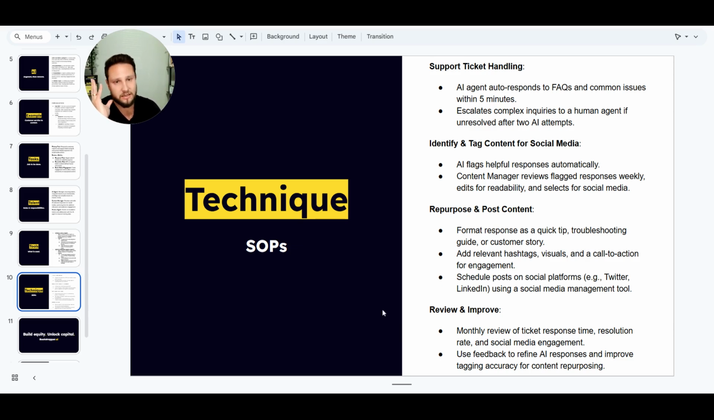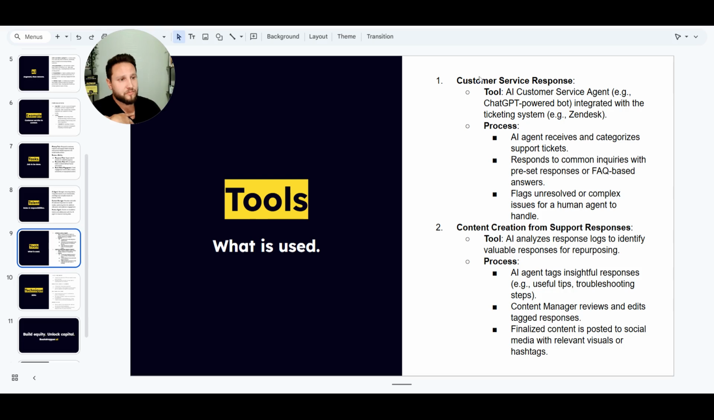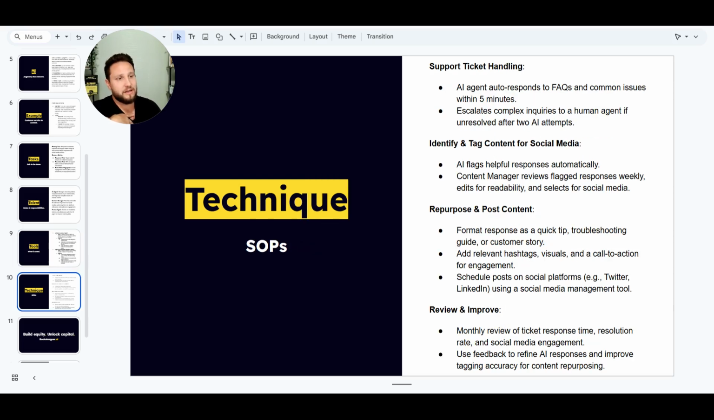And the technique is the true process that's going to be followed, the SOP that's going to be followed by the talent using the tools to achieve the objective, right? The tasks. So the technique, we're going to be supporting the ticket handling. So the AI agent will auto respond within 5 minutes, right? So now you've got a timely response. It's going to escalate the complex ones upwards to the human agent if it can't resolve it. It's going to identify and tag for the social content.